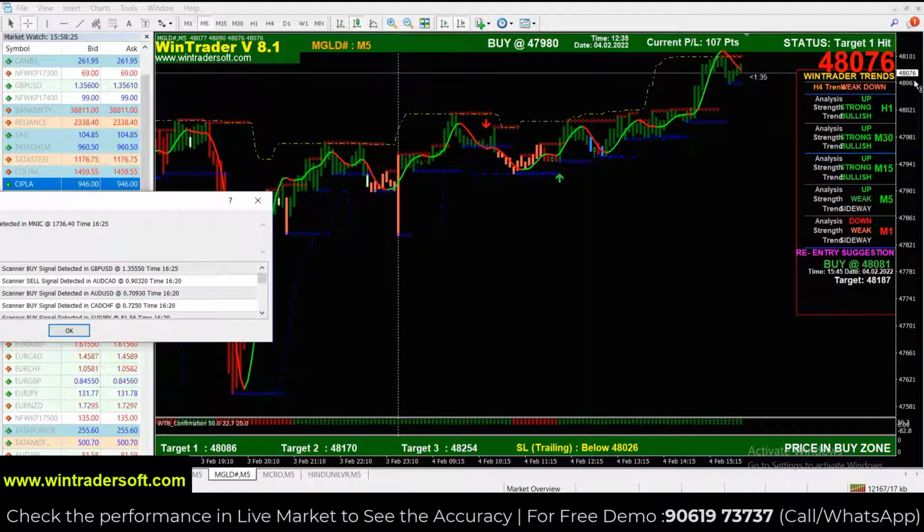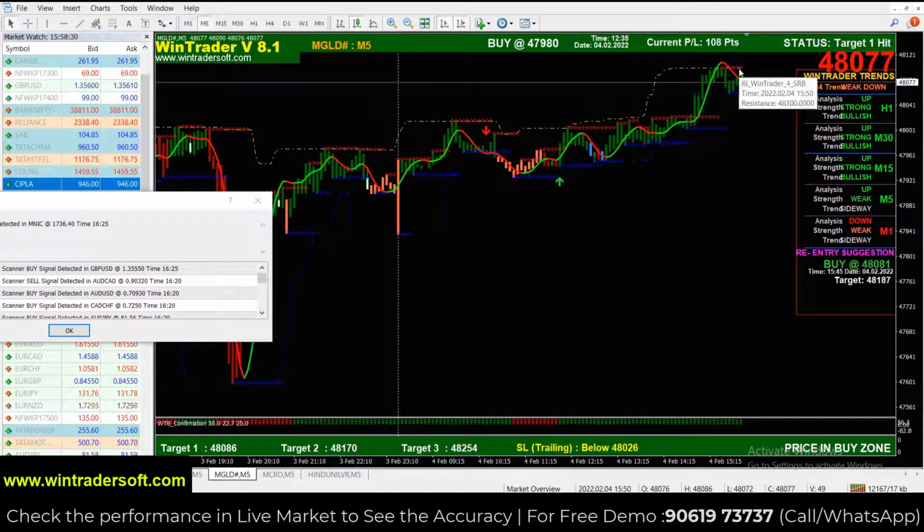And it also displays the resistance and support levels for you. You can see there are red stars. The red stars are the resistance level of the market, and the blues are the support level of the market. And it's all working with real time data. There is no prediction, it's working with real time, tick by tick data.